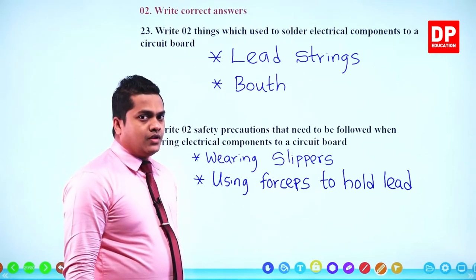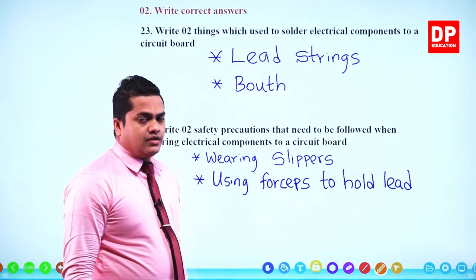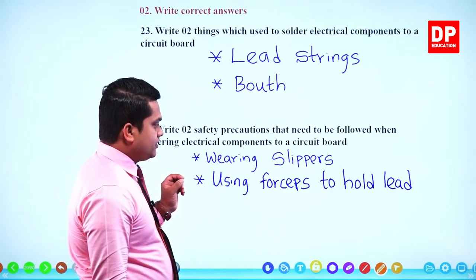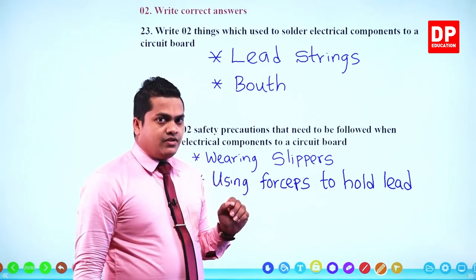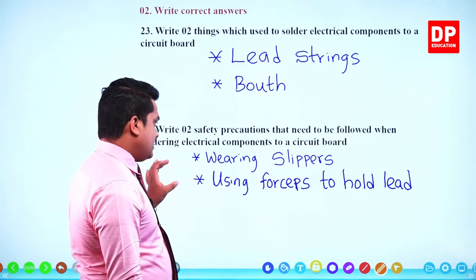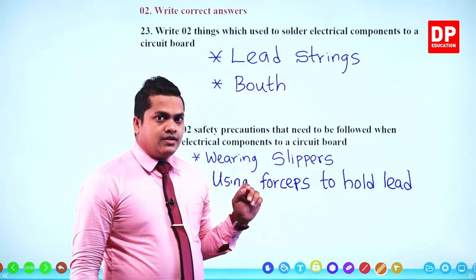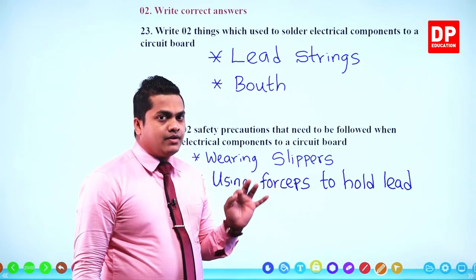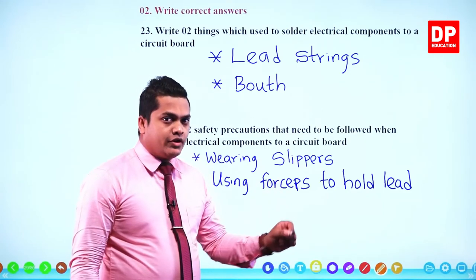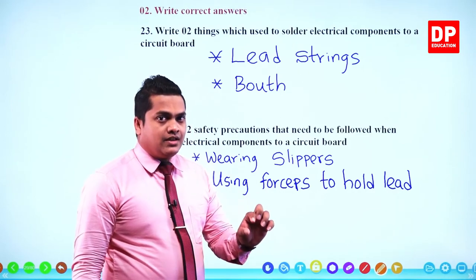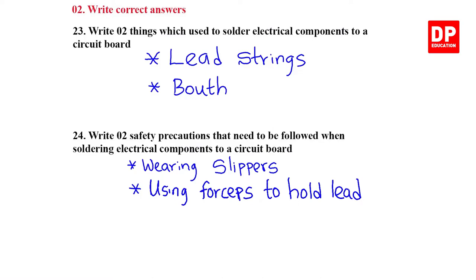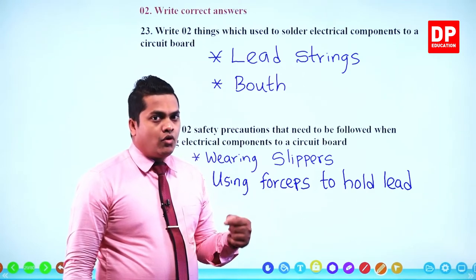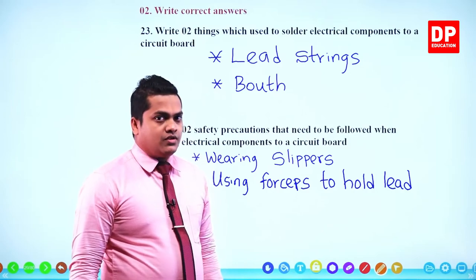And if you can, wearing gloves is also okay, right? If you can. But however, these two points are really important. Wearing slippers may save you from electric shocks, and using forceps to hold lead is going to help you to avoid burns created by the heating effect of lead. If you are going to touch it with your bare hand, there might be a possibility that the heat energy generated from the lead would sometimes burn your hand, right? So, therefore, in order to hold the lead, you can use a pair of forceps, right?